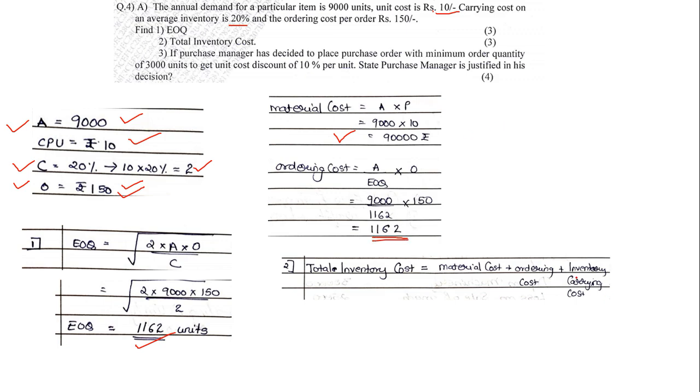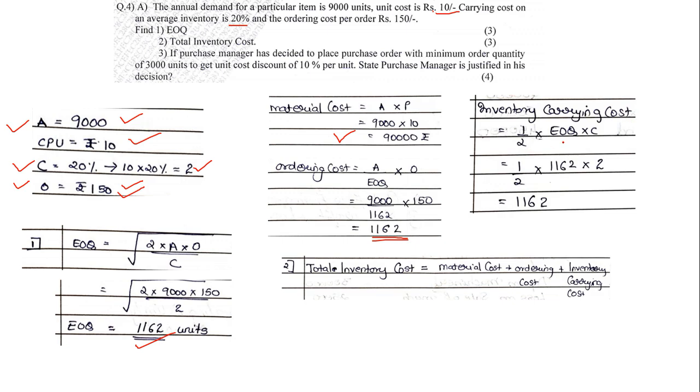Third, we need inventory carrying cost. Inventory carrying cost is half into EOQ into C. That is half into EOQ was 1162 into C is 2. So we again multiplied and divided. We got the value as rupees 1162.